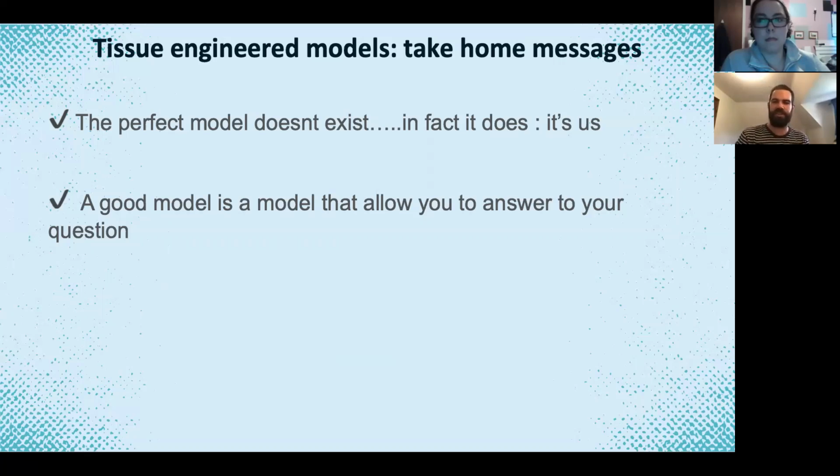So if you're interested in a question about gradient environment, choose a model for that, even if it's not really good for answering other questions. That doesn't mean that it's a bad model. It just means that it's not a model that is adapted to answer this question. And that's really, really important.